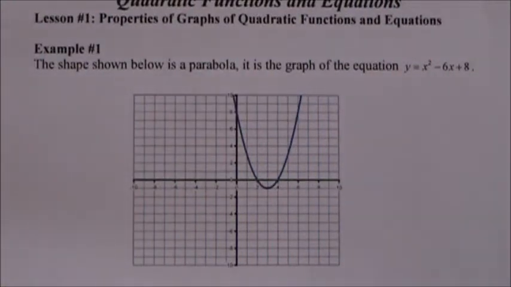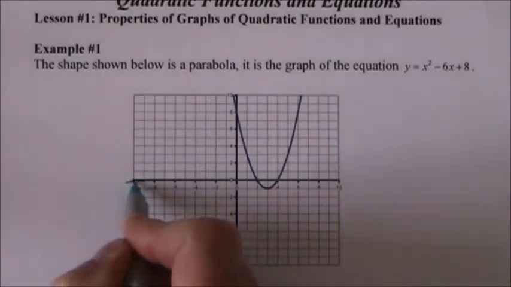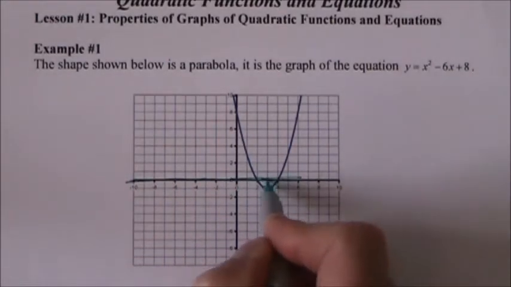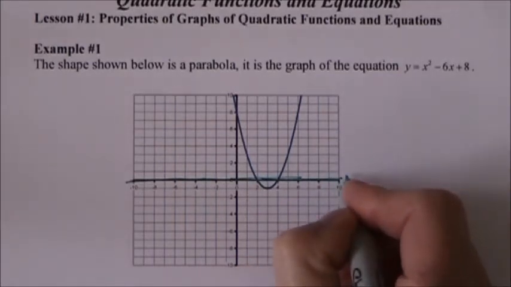Example 1. The shape below is a parabola, and it is the graph of the equation y equals x squared minus 6x plus 8. As we go to look at this graph, there's a couple of characteristics that graphs have. One of them is our x-axis. Our x-axis is the horizontal one. So there's our x-axis right across the bottom, or across the middle.